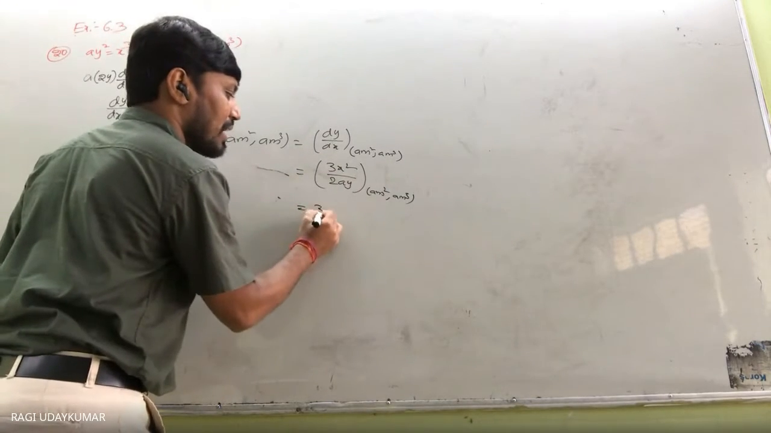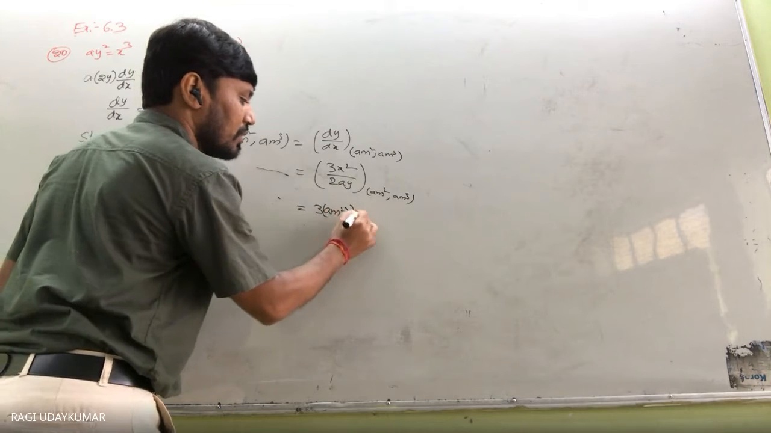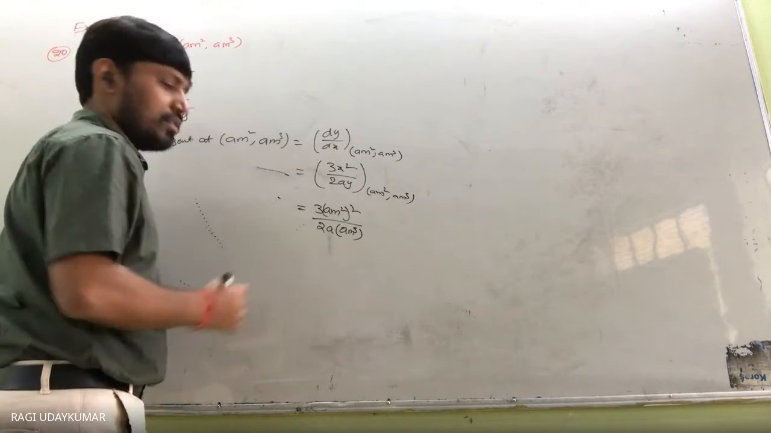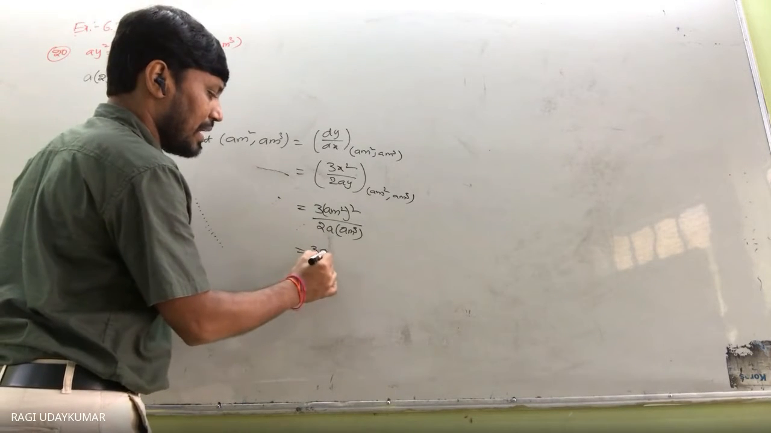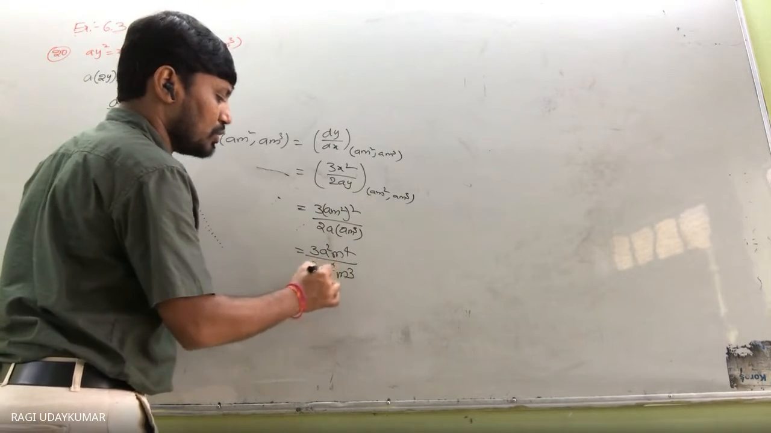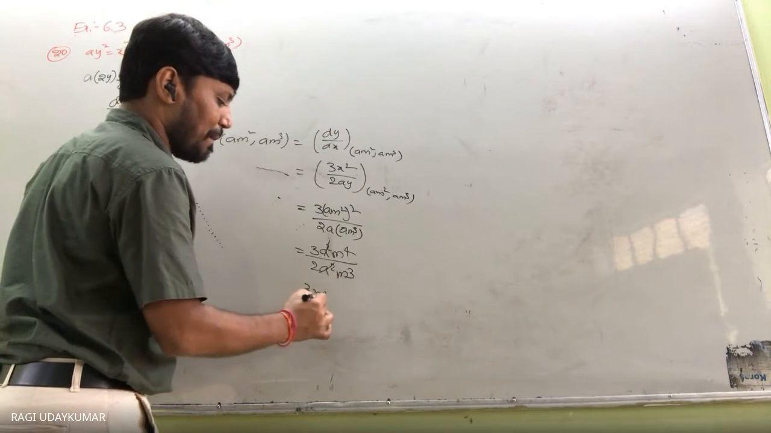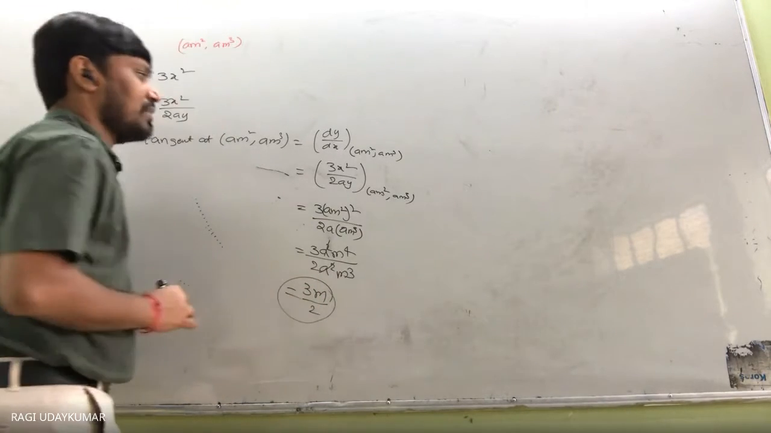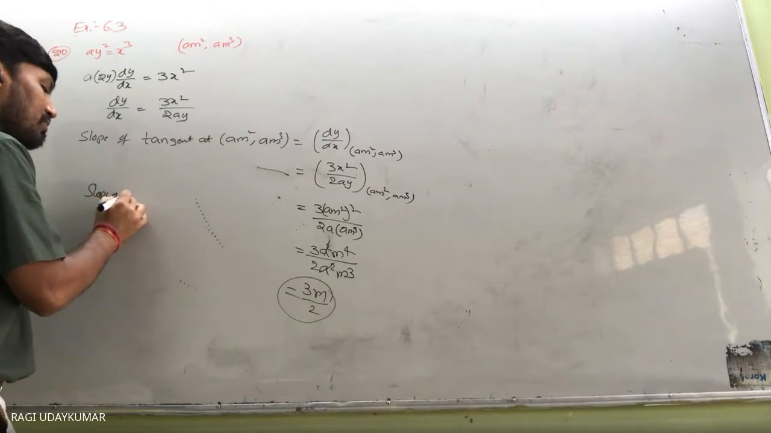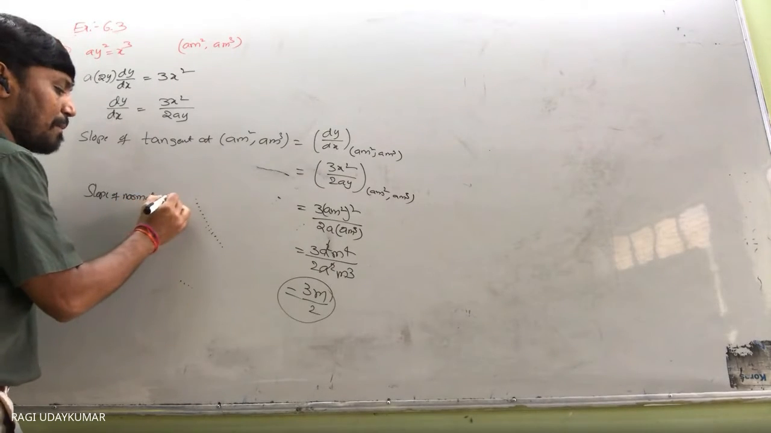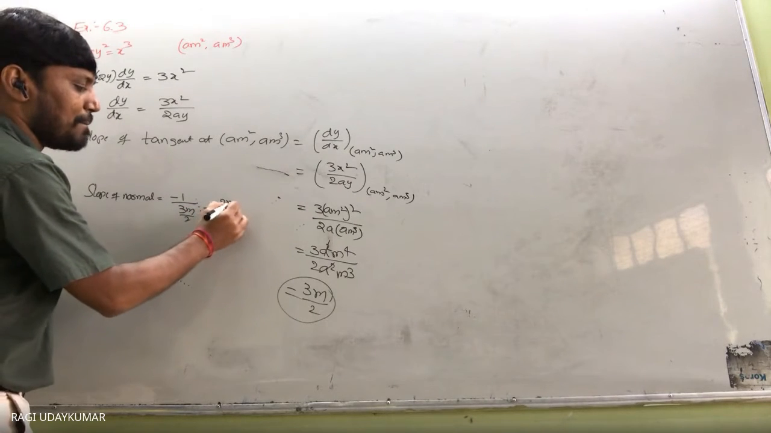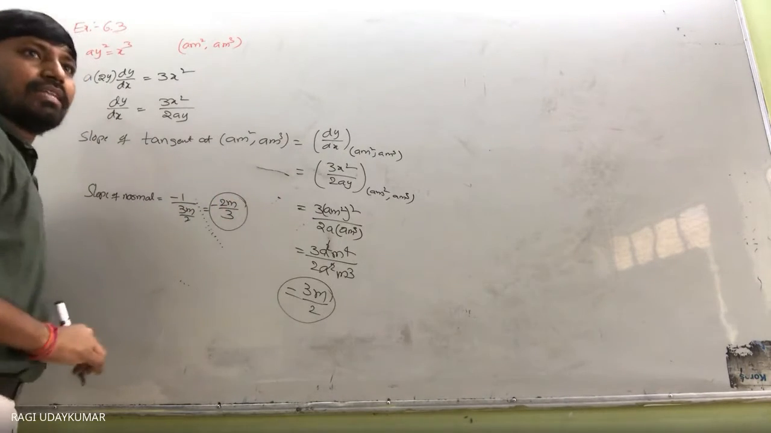In place of x write a m square, and in place of y write a m cube. Then we are going to get 3a square m power 4 by 2a square m cube. The a square will get cancelled: 3m by 2. This is the slope of the tangent. What is the slope of the normal? The slope of the normal is minus 1 by 3m by 2, so minus 2m by 3 is the slope.